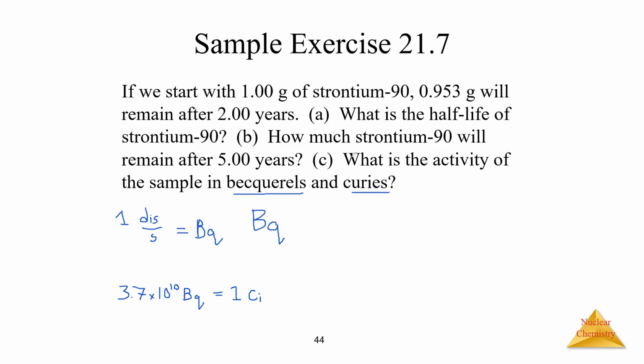But for this question, we start with 1 gram of strontium-90. 0.953 grams of this substance will remain after 2 years. We want to first figure out what the half-life of this isotope is. We want to figure out how much of this substance would remain after 5 years. And then finally, we want to determine the activity of this sample in becquerels and curies.